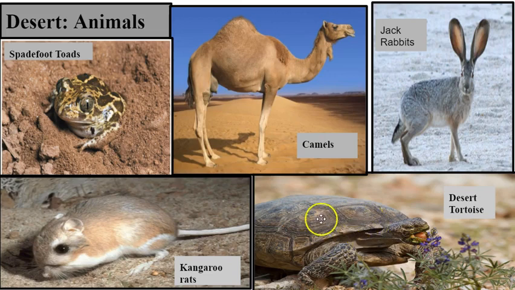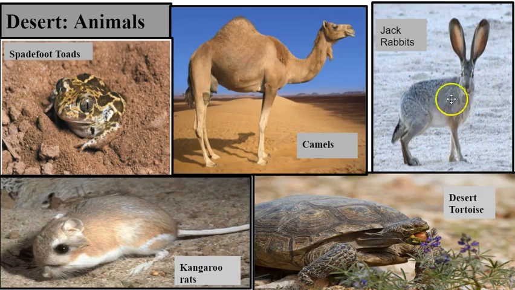We're also going to see some desert tortoises. So the desert tortoise is actually ectothermic, just as our crocodile and alligator were ectothermic. And again, this means that they're cold-blooded and that they regulate their temperature by basking in the sun.